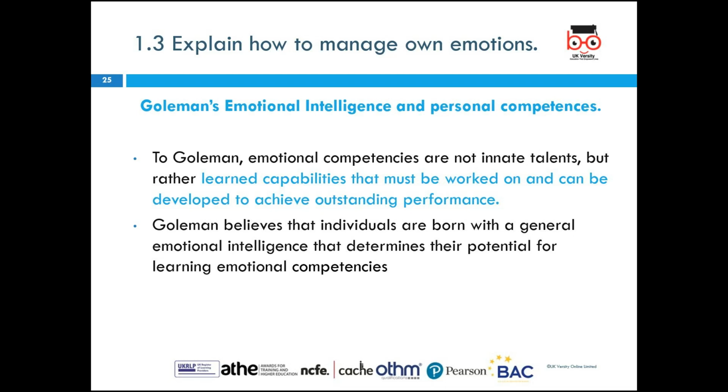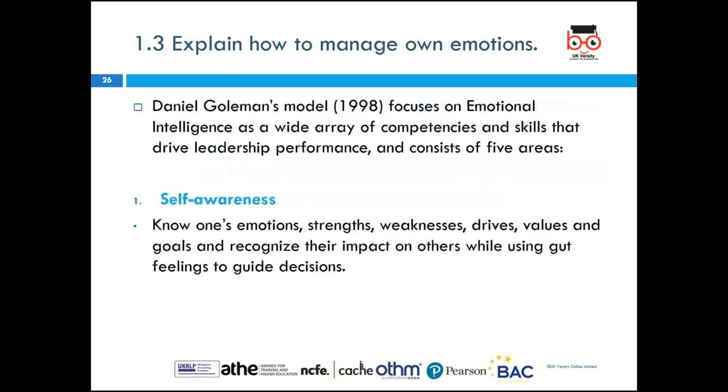Now, this theorist, Goleman, believes that individuals are born with a general emotional intelligence, and then it determines their potential for learning emotional competencies. That you've got a basic general intelligence, and that is what leads you on to learning how to be competent emotionally. So Daniel Goleman's model was introduced in 1998, and it focuses on emotional intelligence, as we said, and it looks at different types of competencies and skills that can drive leadership performances.